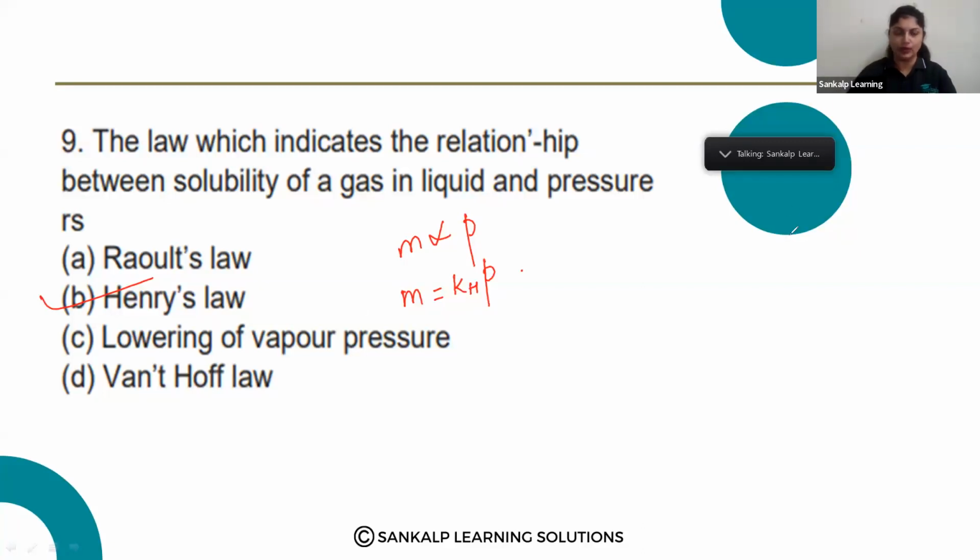Now, when you're talking about lowering of vapor pressure, this is not a law, it is a colligative property. So this option is ruled out.